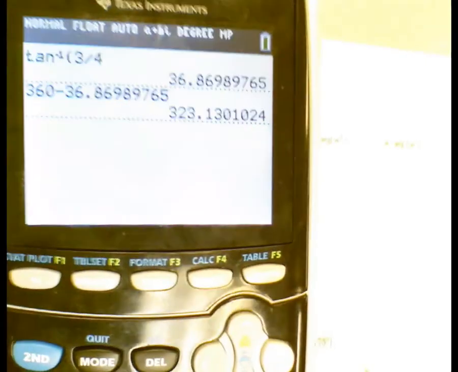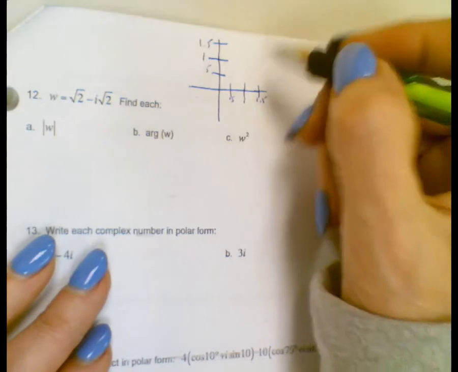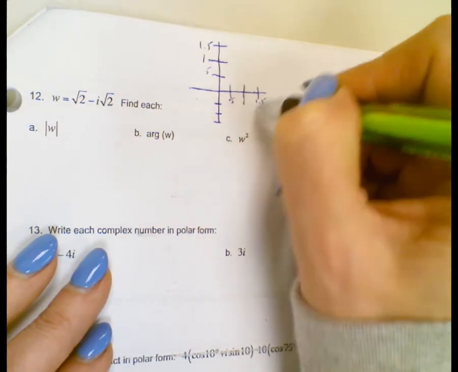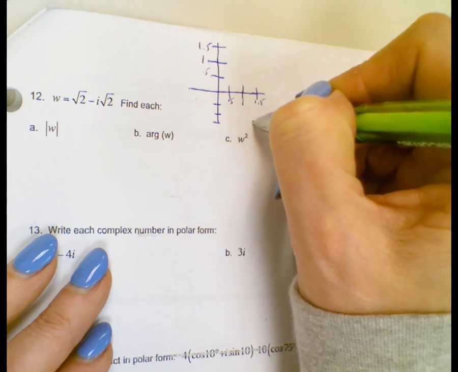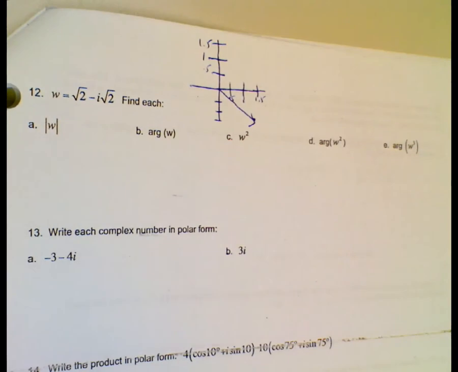Let's just double check my work here. Square root of 2, 1.4. All right, 1.4 is here, and negative 1.4 is about right there. Draw your vector. So this angle is pretty large. It's going to be in the 300s. So every time we multiply by this, we're going to get 300 something.